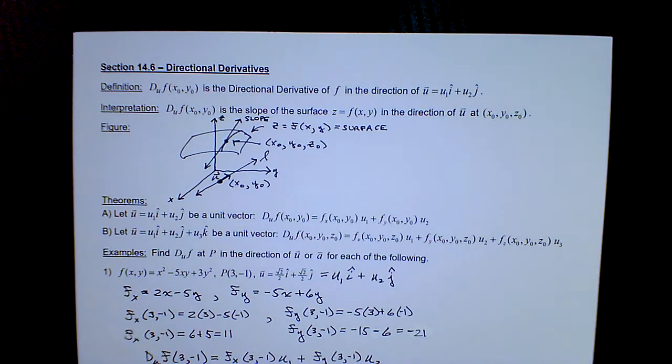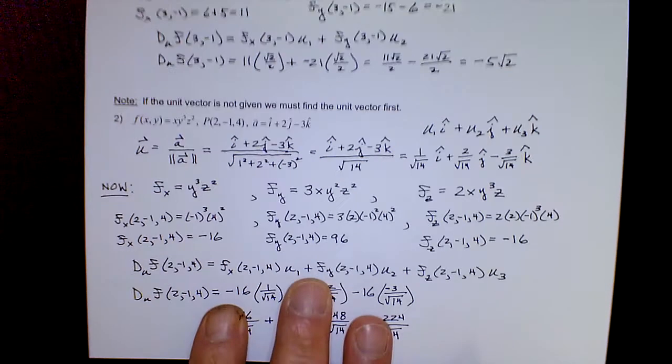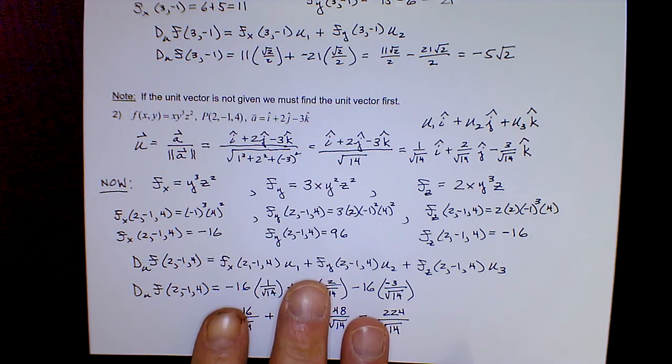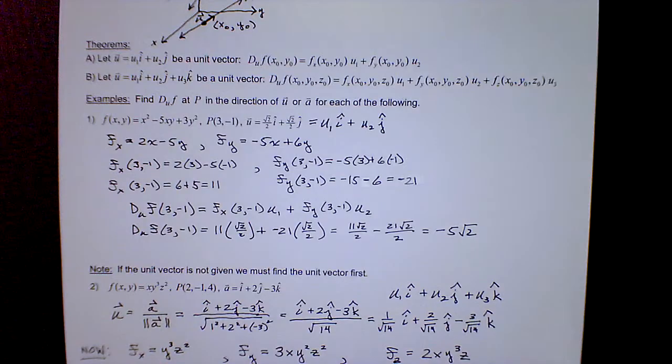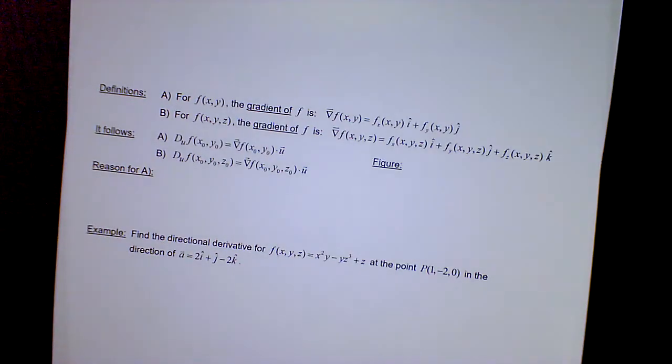Hello everyone. Last time we went through part 1 of section 14.6, directional derivatives. So we finished off with an example where we had to first find the unit vector and then find our partials and use our formula for the directional derivative. And so now let's extend the concept a little bit.